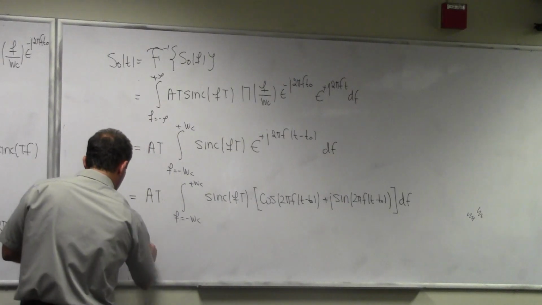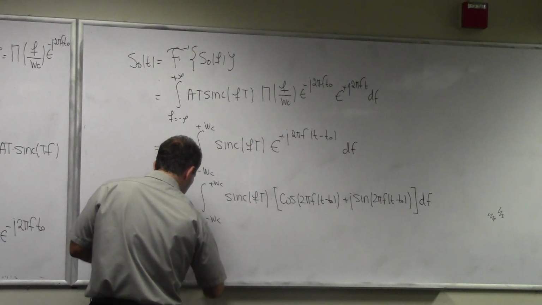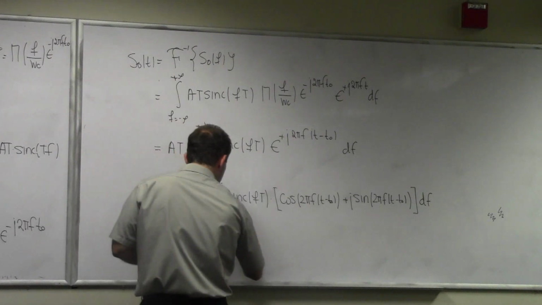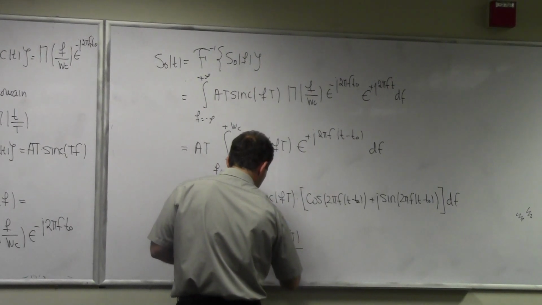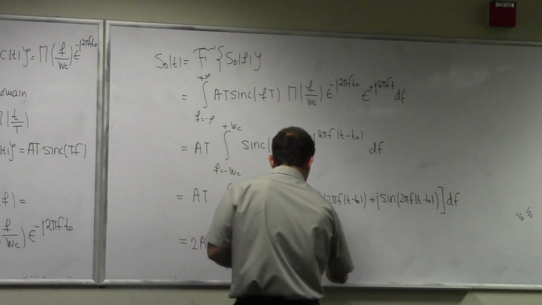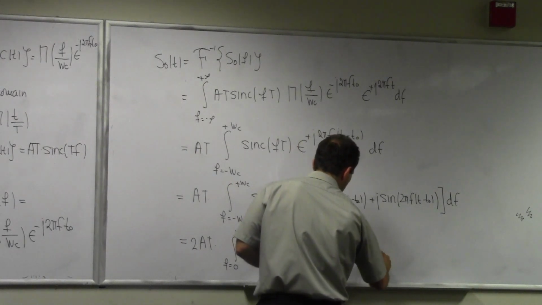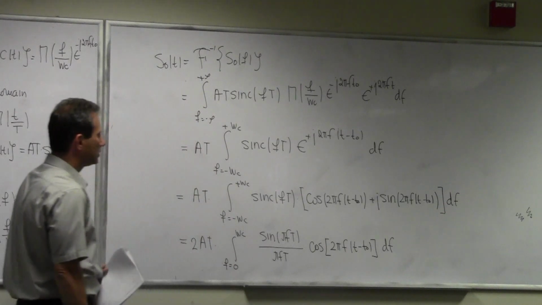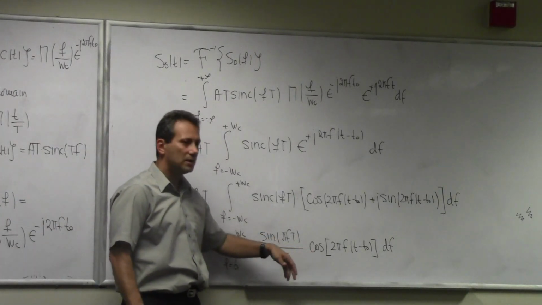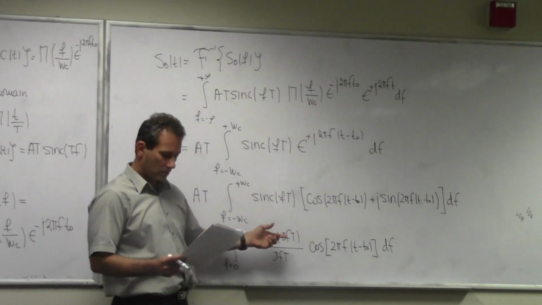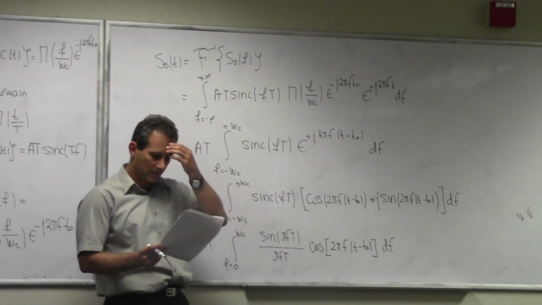So this ends up being A T, and then 2 times the integral when f goes from 0 to Wc of sine of pi f T divided by pi f T times cosine of 2 pi f (t minus t0) df. Okay. So this is what comes at the output of this filter. Now, sine times cosine can be decomposed using trig identities into sine of the sum minus sine of the difference.